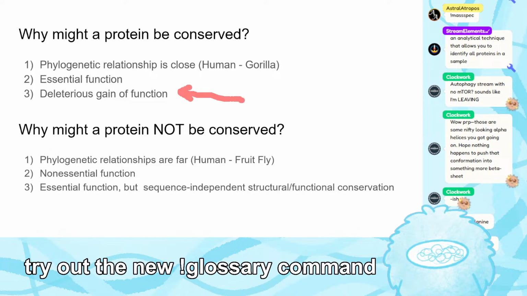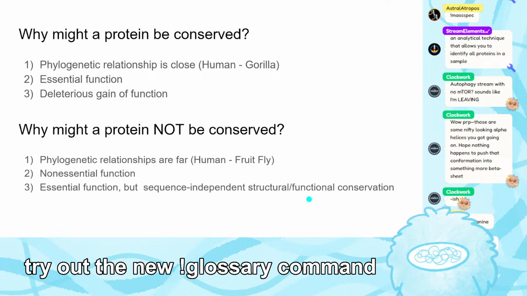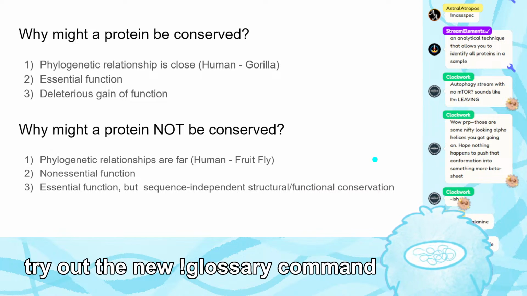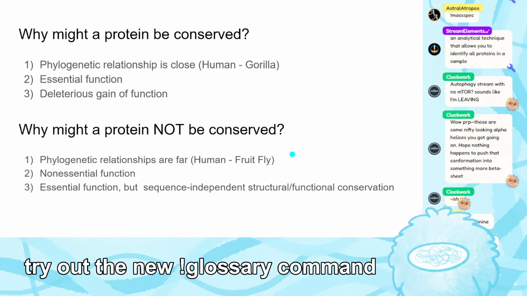So why might a protein not be conserved? Well, we can just take the inverse of the previous section. The phylogenetic relationship might be very far. So you would expect that if you compare human proteins with fruit fly proteins, those sequences are going to look pretty different, or different enough.